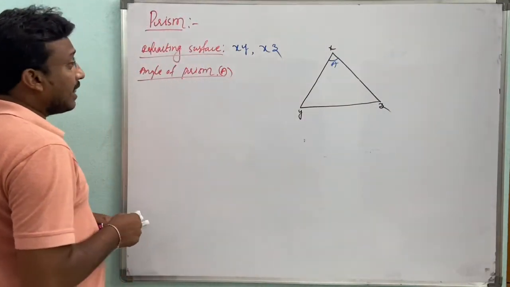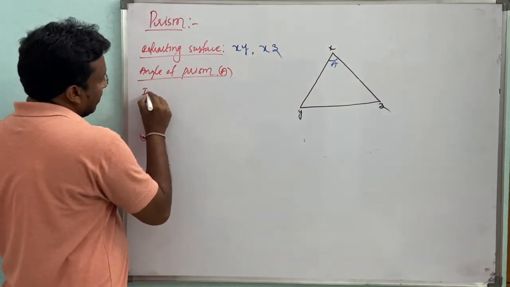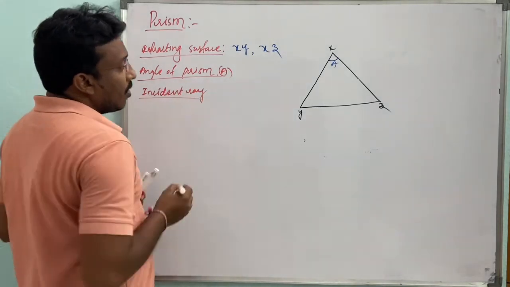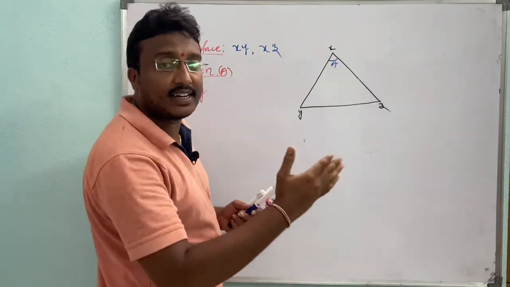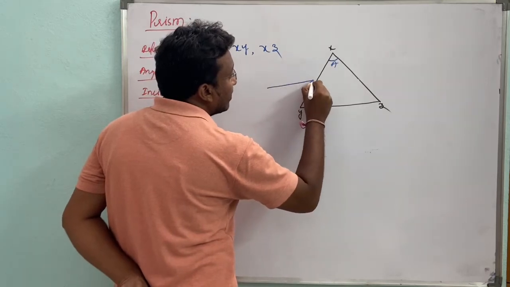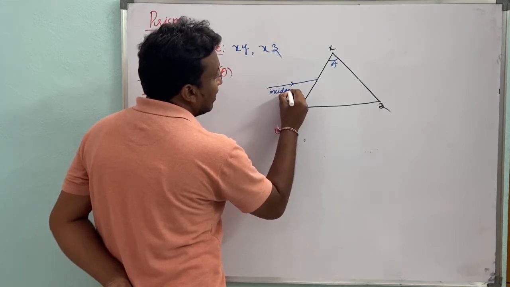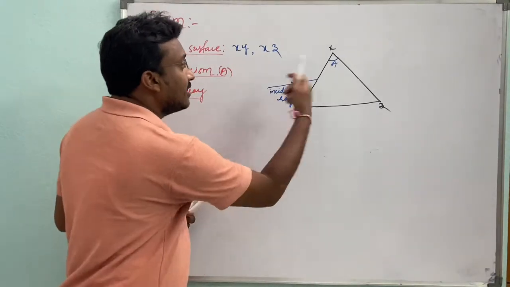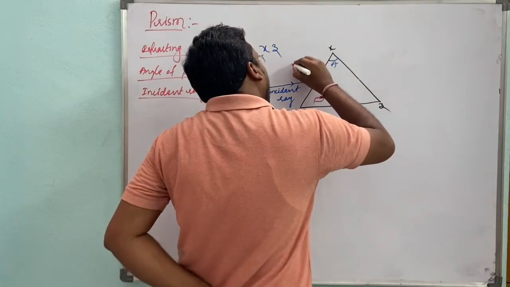Next, the incident ray. The light ray which is incident on a refracting surface is called the incident ray. Here, draw the normal at the point of incidence.